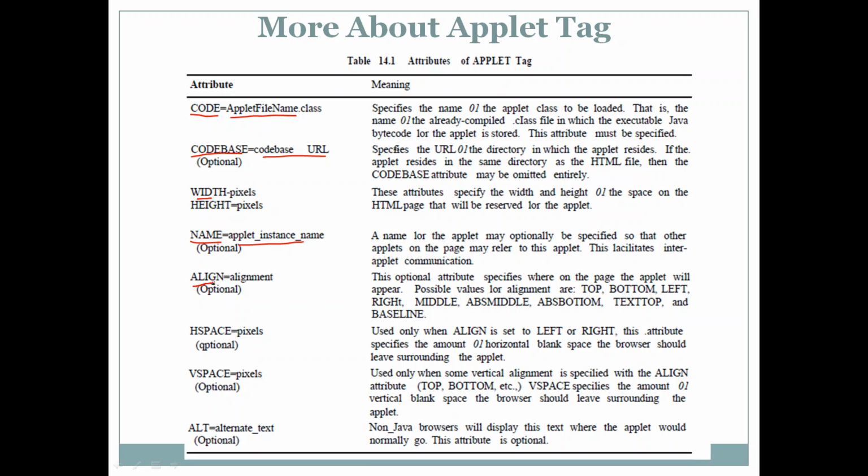There is an attribute called the align attribute. By default, when the applet is displayed on the web page, it is displayed left aligned at the top left corner. But this can be changed by using the align attribute, which may have values like top, bottom, left, right, etc. Then we have hspace, that is horizontal space, used only when align is set to left or right, and this gives some horizontal space before and after the applet.